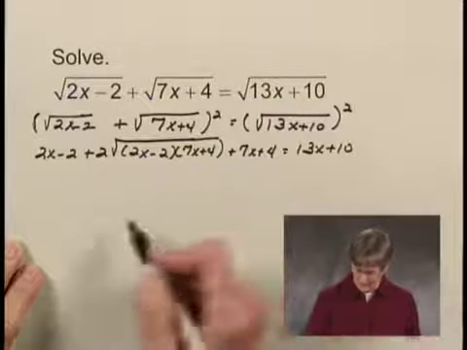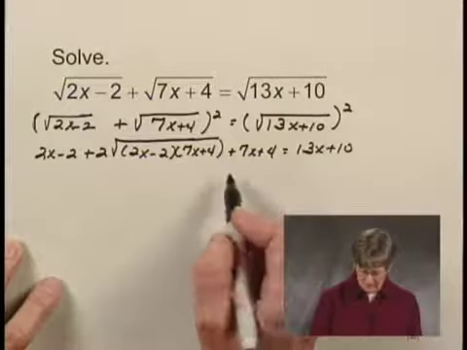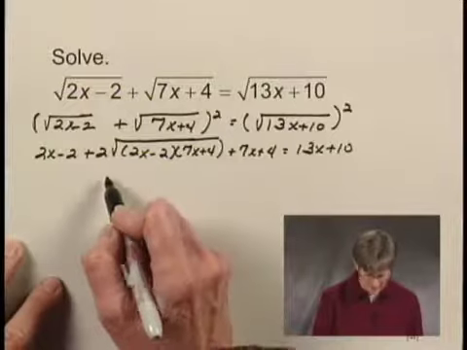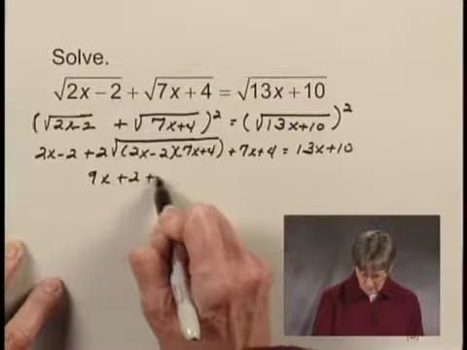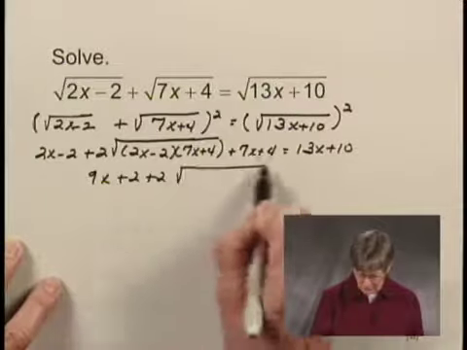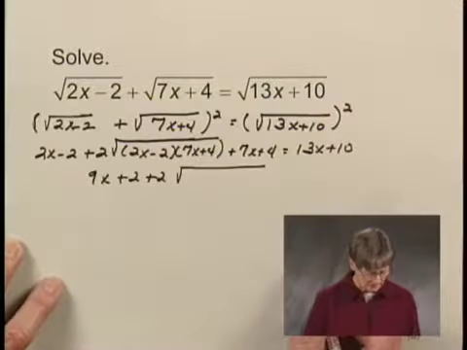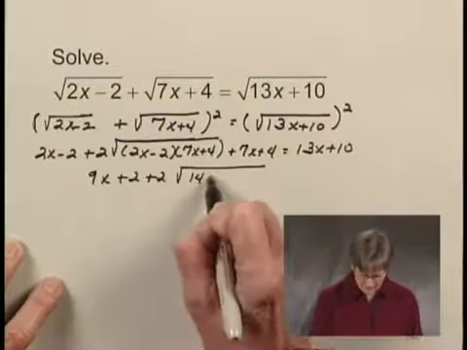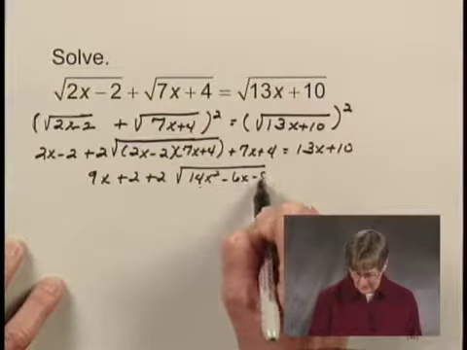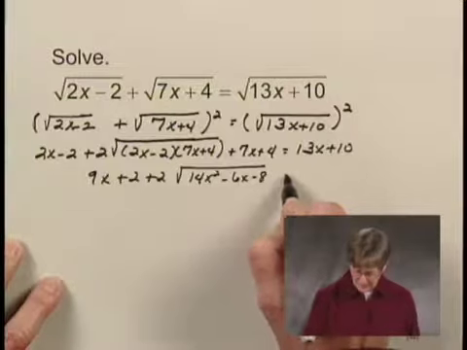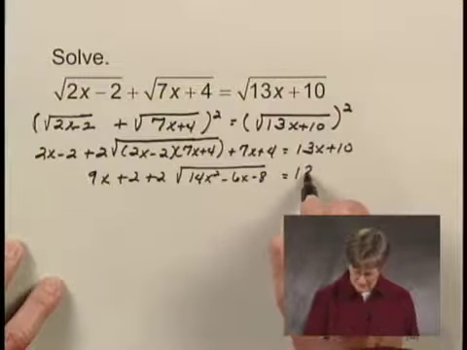Now, let's collect like terms where we can here. On the left-hand side, I'm going to have 9x plus 2 times the square root of this product, and I'm going to multiply that out now. I'll have 14x squared minus 6x minus 8. And on the right-hand side, I have 13x plus 10.